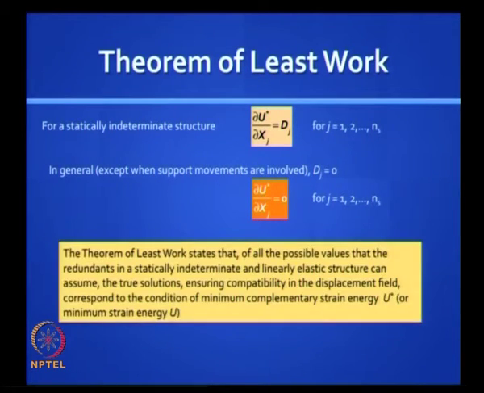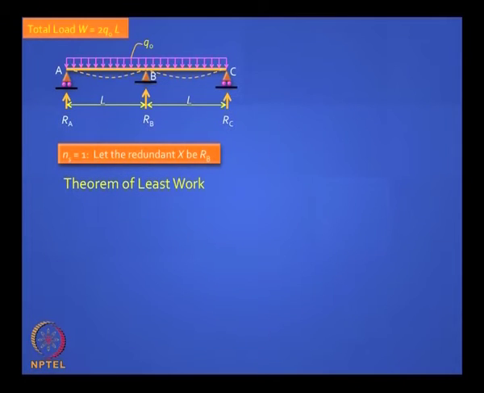When you say dou u star by dou xj equal to 0, you can view it as a minimization of complementary strain energy. So the theorem of least work states that of all the possible values that the redundants in a statically indeterminate and linearly elastic structure can assume, the true solutions ensuring compatibility in the displacement field correspond to the condition of minimum complementary strain energy u star, or because it is linear elastic you can say minimum strain energy u, because both these terms are equal.